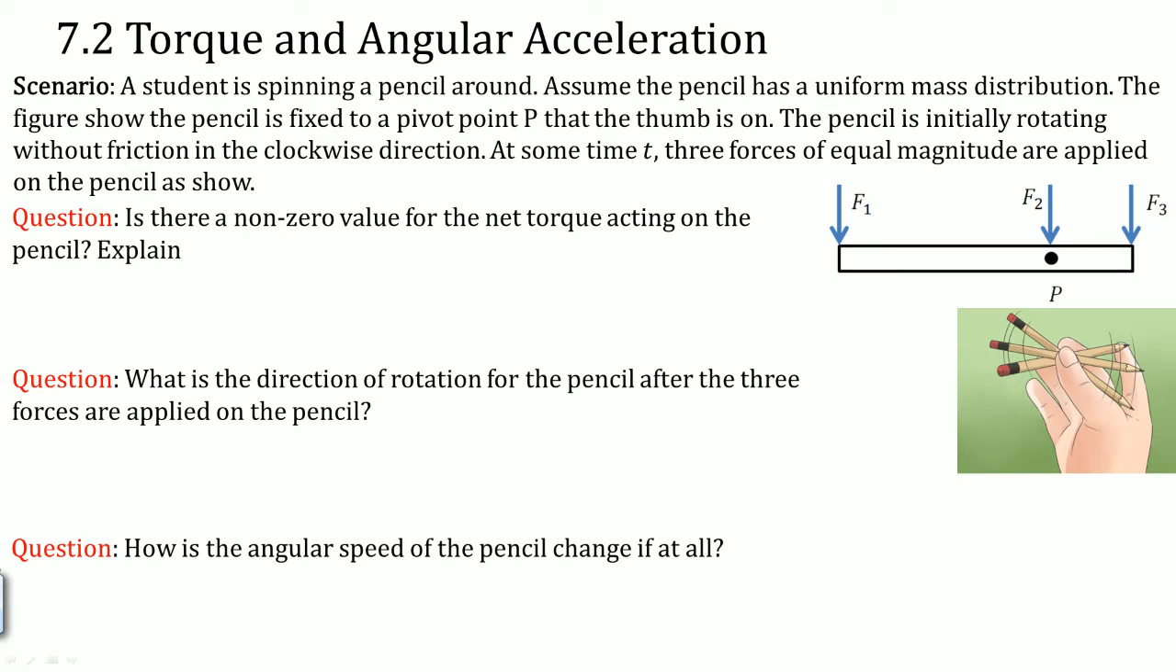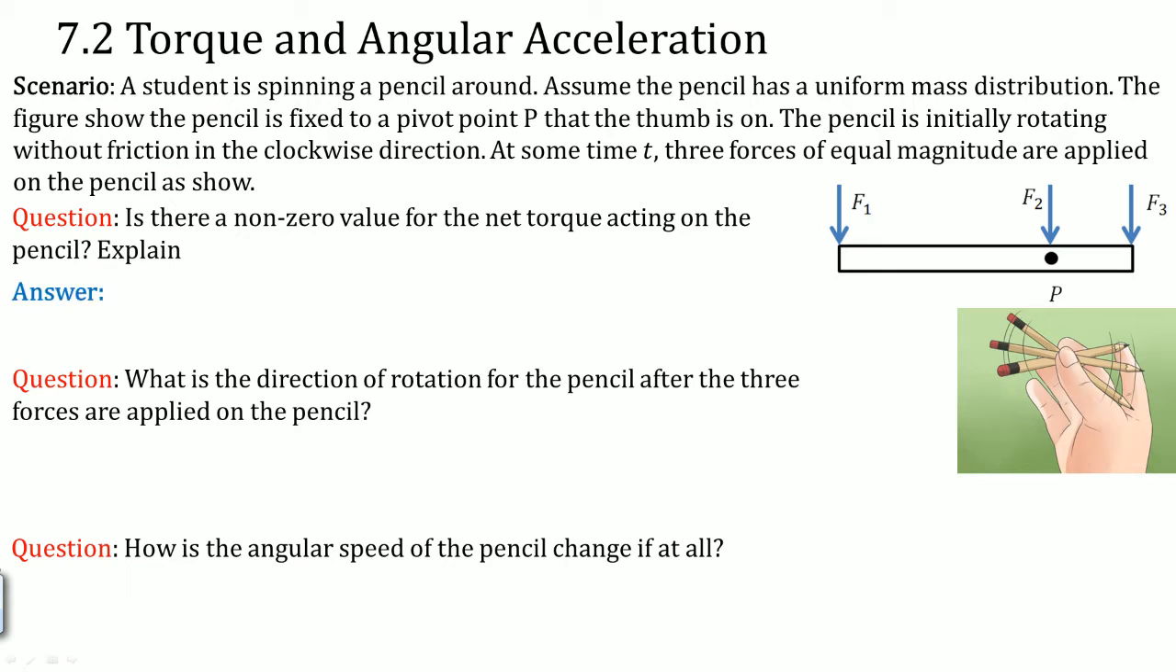Question. Is there a non-zero value for the net torque acting on the pencil? Explain. What I mean by non-zero value is that the net torque is like 1 Newton meter, 2 Newton meter, or 3 Newton meter. It has a value besides zero.